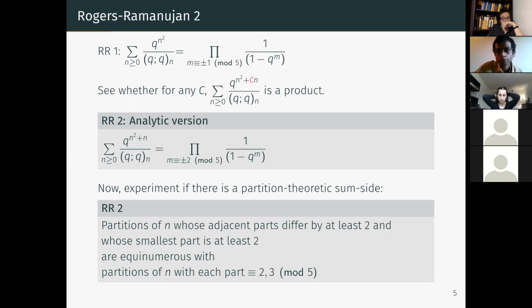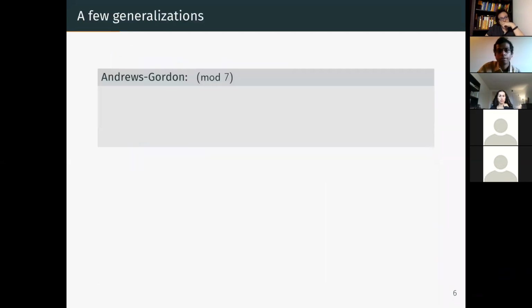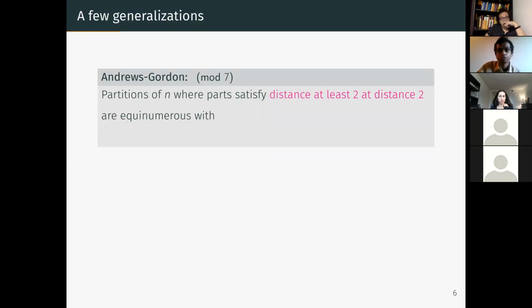And another good thing about these is that this is not an isolated phenomenon. There are lots of identities of this type. So if you want to change this mod 5 to something else, you can do that. And the mod 7 identity, there exist 3 of them. And now instead of adjacent parts, you require parts at a distance to be differing by at least 2 and so on. And they are equinumerous with something mod 7.